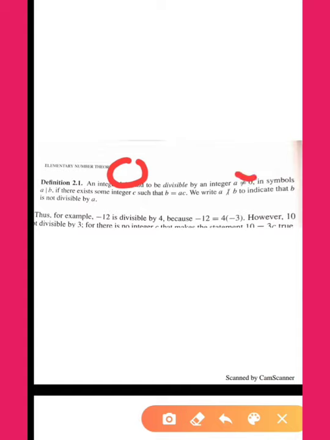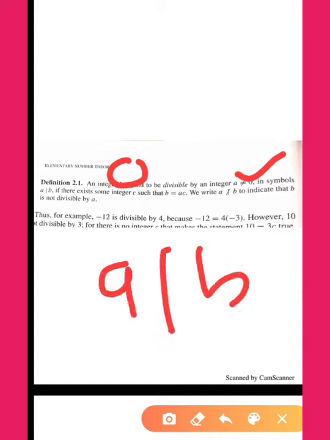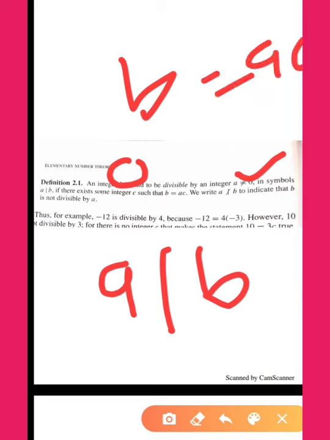An integer b is said to be divisible by an integer a, not equal to 0, and in symbols we write this as a is a divisor of b, if there exists an integer c such that b equals a times c. If this property is satisfied, then b is said to be divisible by a. If it is not divisible, we write it with this symbol, which is used for non-divisibility: a is not a divisor of b.